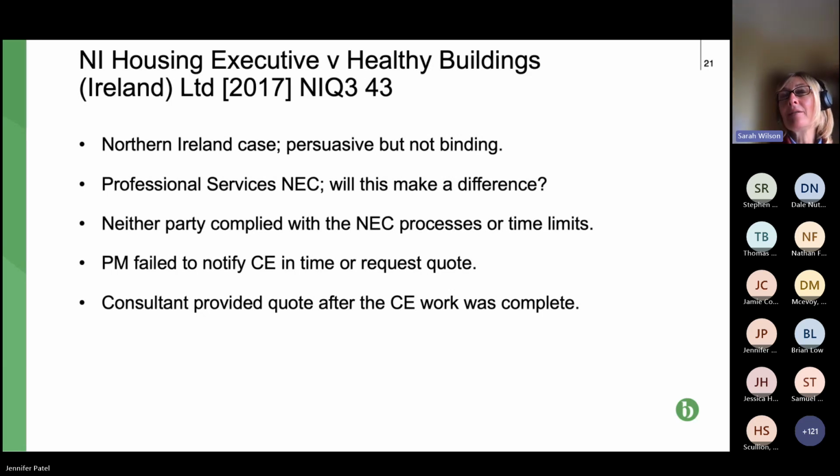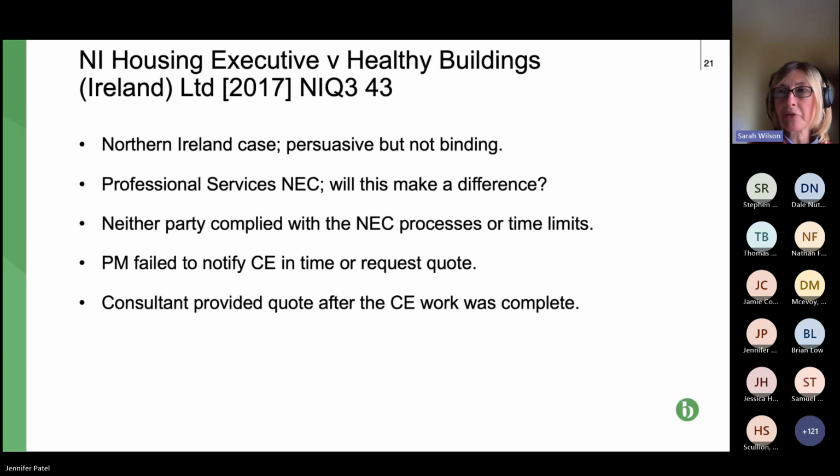Having said that, the case went in the favour of the paying party, the employer, and it was the project manager substantially who hadn't complied with the contract mechanism. So what happened was the project manager issued a change to the scope. So as we've seen, that's CE1. Under those guidance notes, it's for the PM to notify the CE and request a quote. In this case, the PM did neither, didn't notify the CE, didn't request a quote.